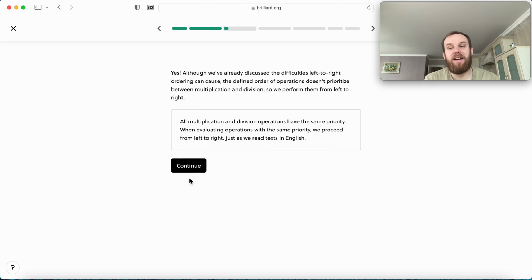I think people from countries where writing goes right to left will not be very happy with this decision. But anyway, probably from today's perspective, it would be better to establish rules like, okay, this has slightly bigger priority than that, to be consistent. But whatever, I think we have what we have.